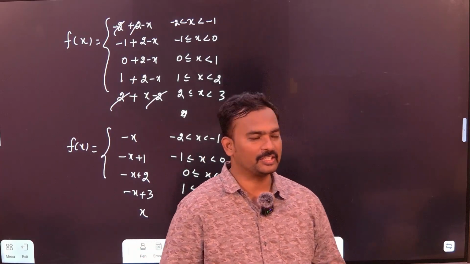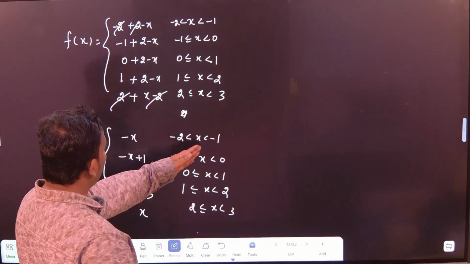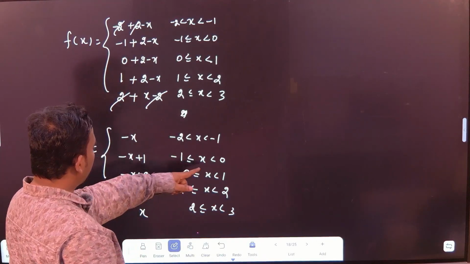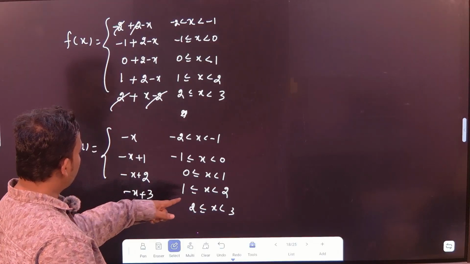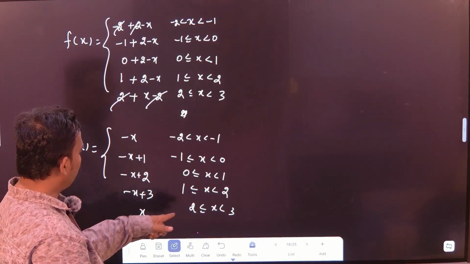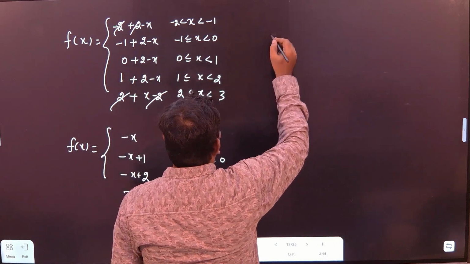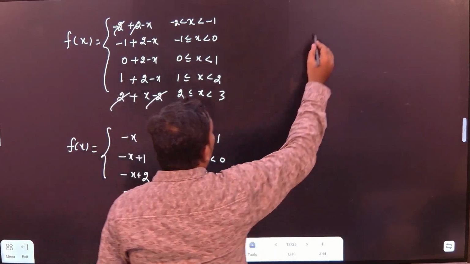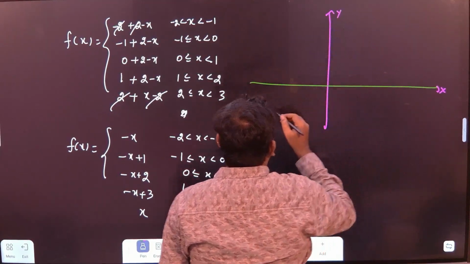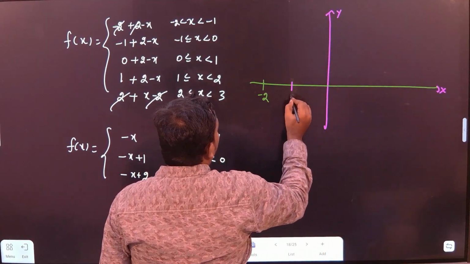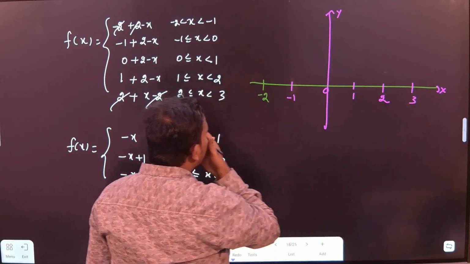Hello students, we'll continue the graph. We define from minus 2 to minus 1 minus x, minus 1 to 0 minus x plus 1, 0 to 1 minus x plus 2, 1 to 2 minus x plus 3, and 2 to 3 is x. Then how to draw the graph of this? This is the x-axis, this is the y-axis. This is minus 2, minus 1, 0, 1, 2, 3.